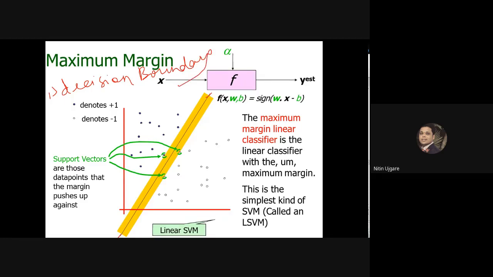Okay, then support vector. Now which are the support vectors? The points which are very close to the decision boundary, or we can say to the margin of the decision boundary, these points are called the support vectors.